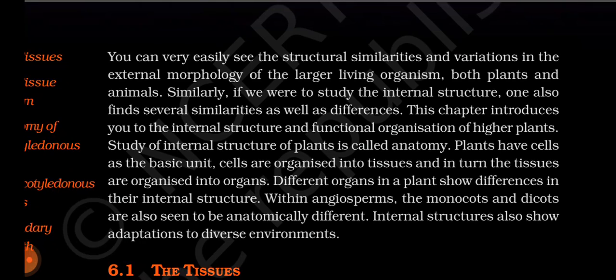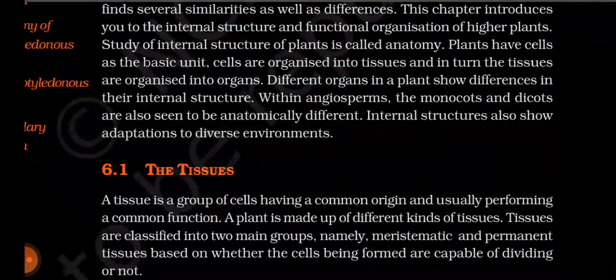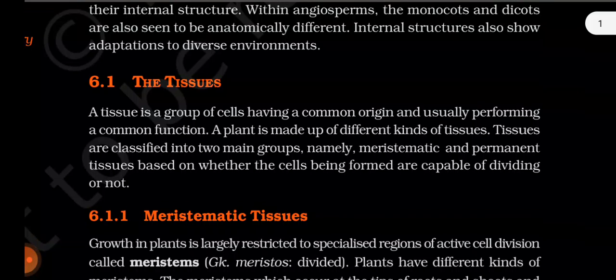Study of internal structure of plants is called anatomy. Plants have cells as the basic unit. Cells are organized into tissues, and in turn the tissues are organized into organs, and different organs in plants show differences in their internal structure. Within angiosperms, the monocots and dicots are also seen to be anatomically different. Internal structures also show adaptations to diverse environments.